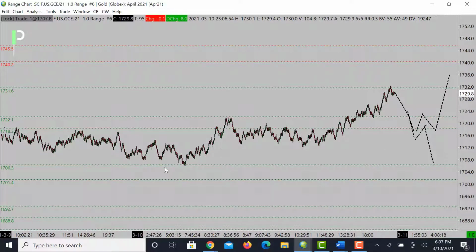But again, on the downside, I'm looking for more of the level of 1707, 1706 as the actual support. If we're falling below these 18.3s, look for the rejection and a continuation lower for that.